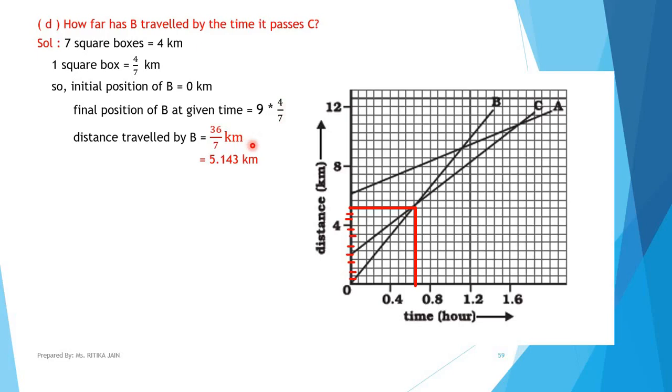Okay. Now, the initial point of object B, it is starting from 0. So, what will be the distance travelled by B? Final position minus initial position. Final is 36 by 7 minus 0. So, it will give you the value as 5.143 kilometer. Okay. I hope all the 4 parts are clear to you.